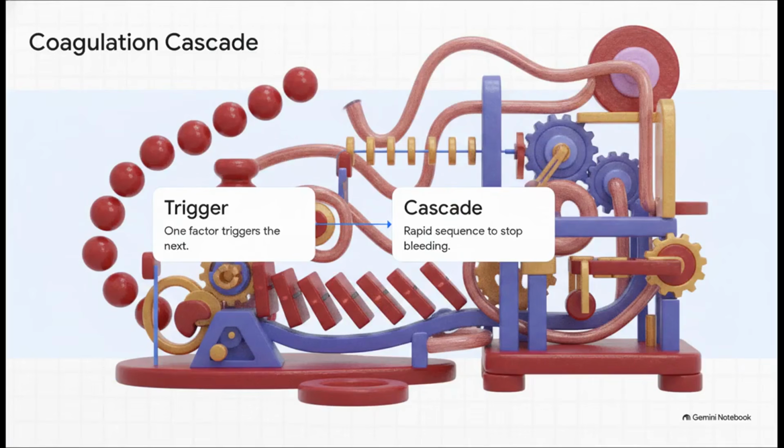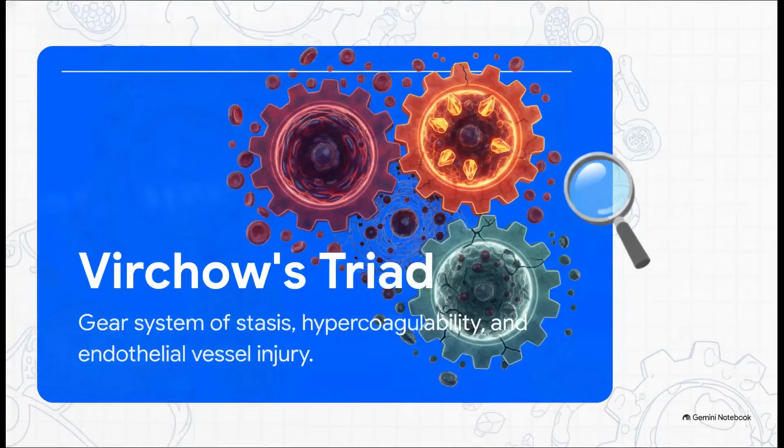That brings us to the coagulation cascade. Think of this as an incredibly intricate, rapid Rube Goldberg machine. One clotting factor triggers the next, which triggers the next, in an exact, rapid sequence designed to stop bleeding instantly. It's beautifully orchestrated, but if just one single domino is missing, the entire machine fails, leading to severe bleeding disorders. Conversely, sometimes blood clots when it shouldn't.